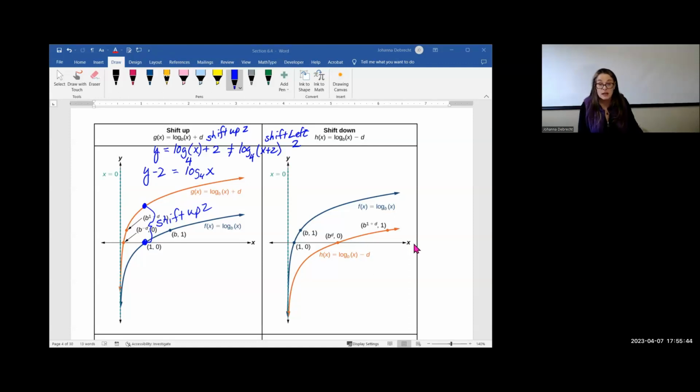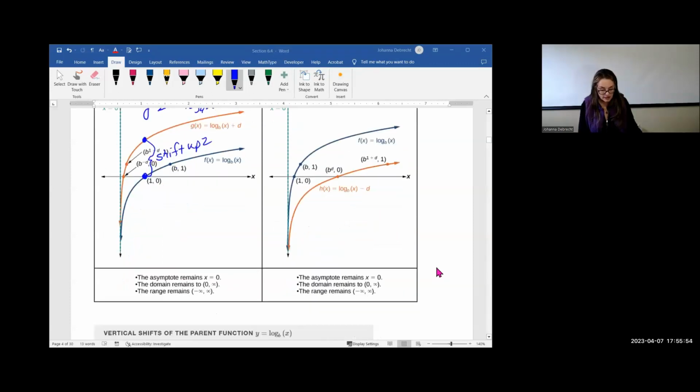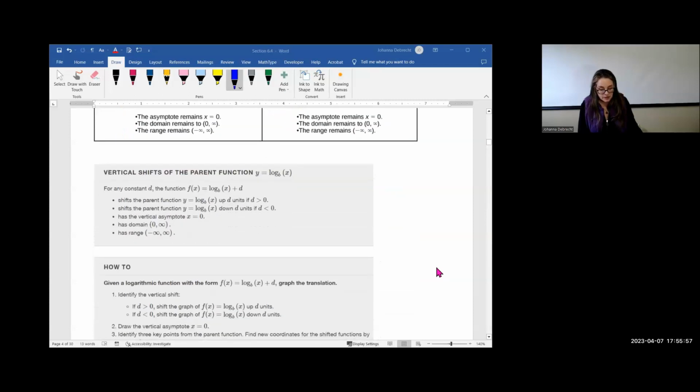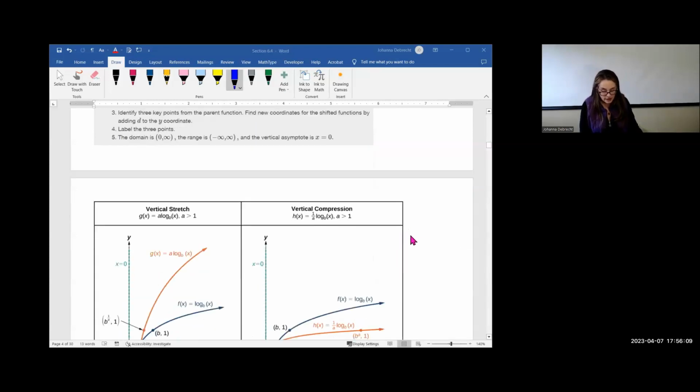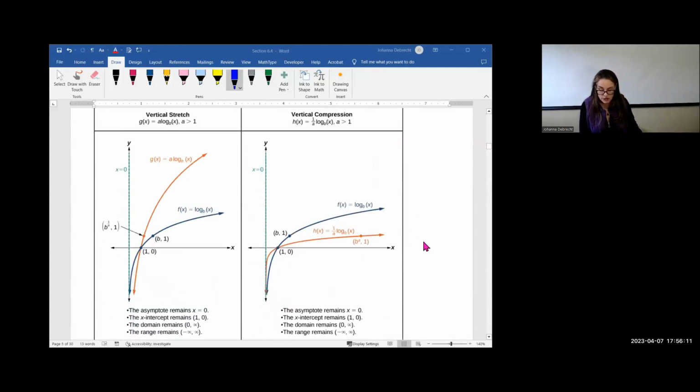The domain has not changed. It's still 0 to infinity, not including 0. And the range hasn't changed. It's still all real numbers, negative infinity to positive infinity. So when we graph these, you can see the different relationships here. It's just shifting all the points, the y values, up by that amount or down by that amount. Great. Now let's talk about a vertical stretch or compression.